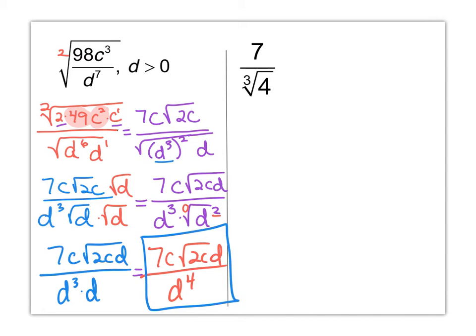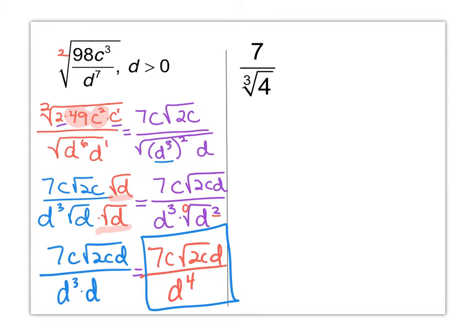So this problem involved simplifying the radicals as well as rationalizing the denominator, multiplying the denominator by this square root of d and the numerator by square root of d so that we can get rid of the radical that's in the denominator. All right, let's look at the example on the right side.